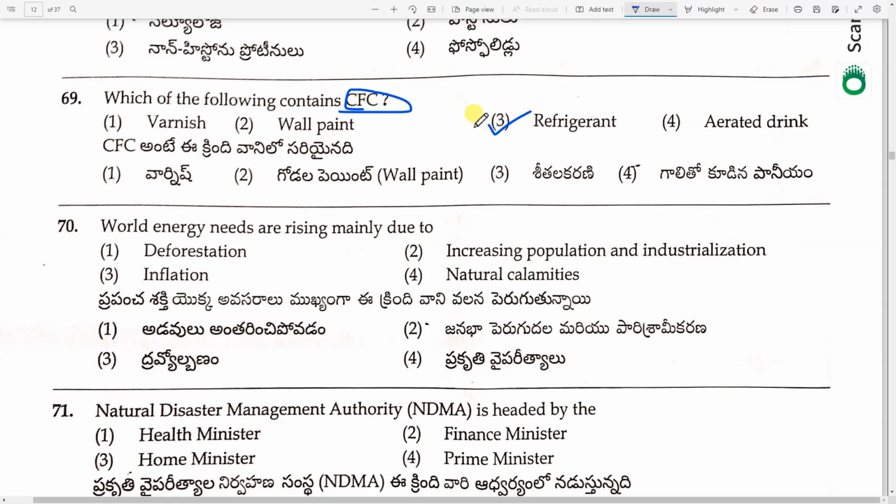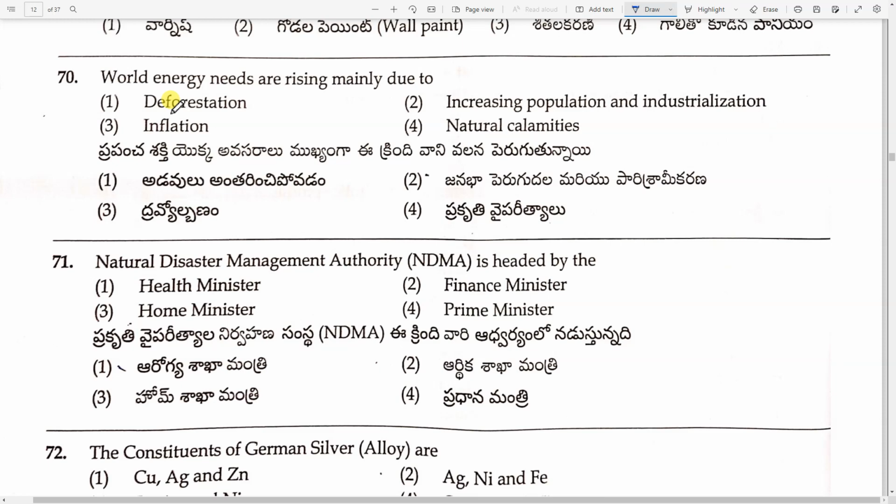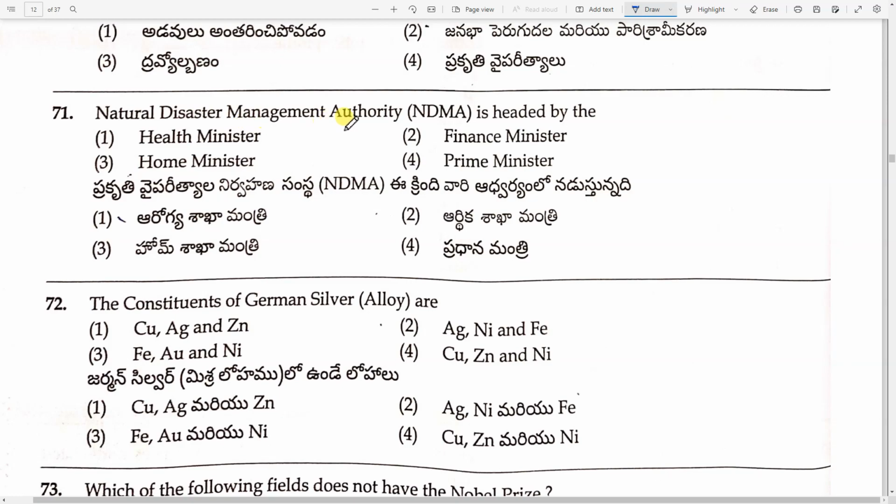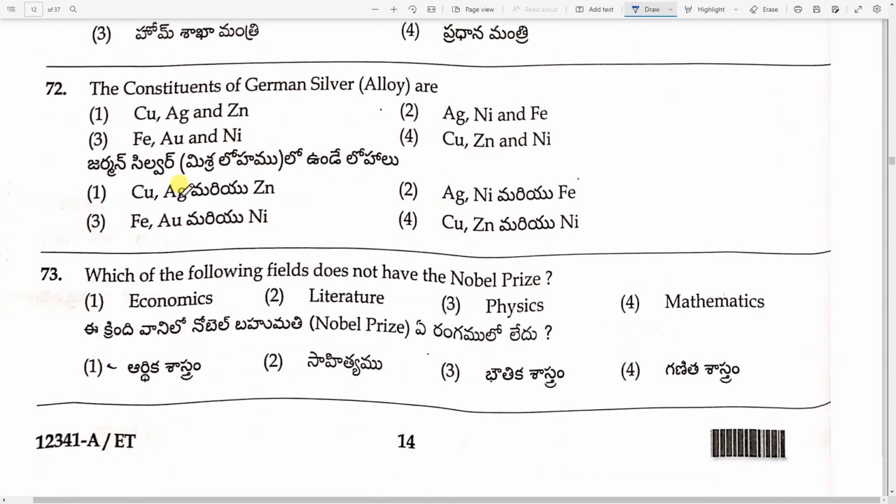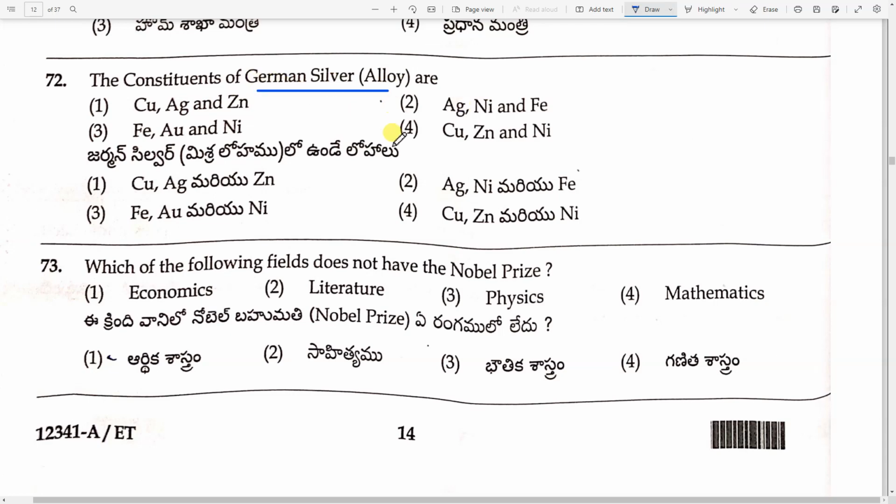It is generated from refrigerants. World energy needs are rising mainly because of increasing population and industrialization. The National Disaster Management Authority (NDMA) is headed by the Prime Minister. German silver is composed mainly of copper, zinc, and nickel.